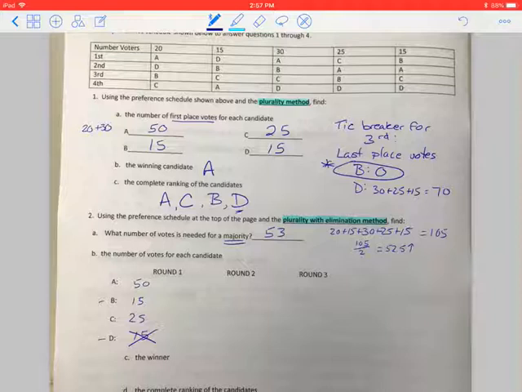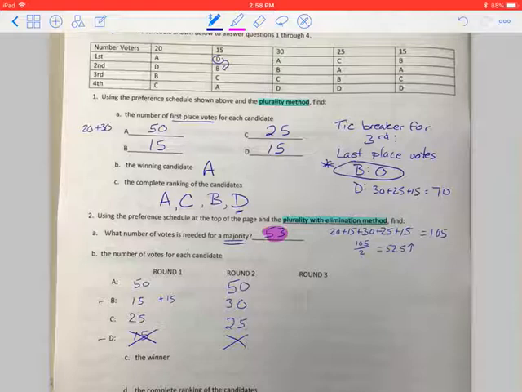So I go up to my preference schedule, and I'm going to give all of D's votes to the next person on the list, which is going to be B. So I'm going to give them those 15 votes. So that takes me to round 2. I have 15, 30, 25, and D's out. Now I still don't have 53 votes, so my magic number that I'm looking for here is that majority of 53. So I look at who is in last place now.